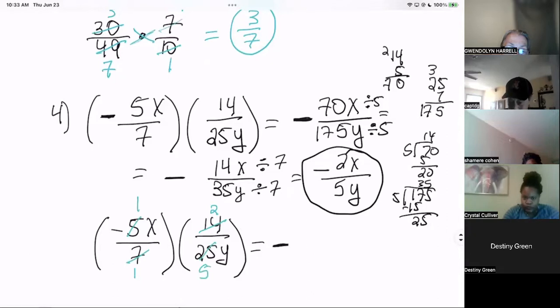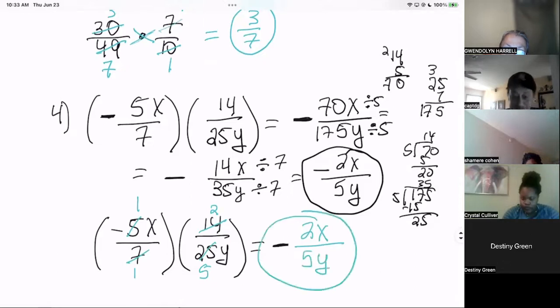And guess what? We're going to multiply across. So I have 1 times x is x times 2 is 2x. And 1 times 5 is 5 times y is 5y. And look how fast the answer came out. Isn't that crazy? Try cross simplifying, it's so pretty cool. I definitely prefer that.